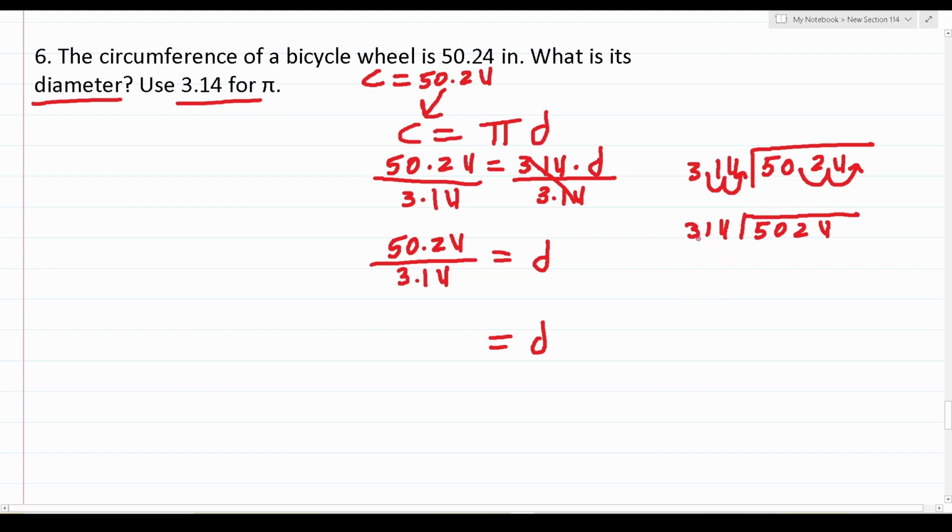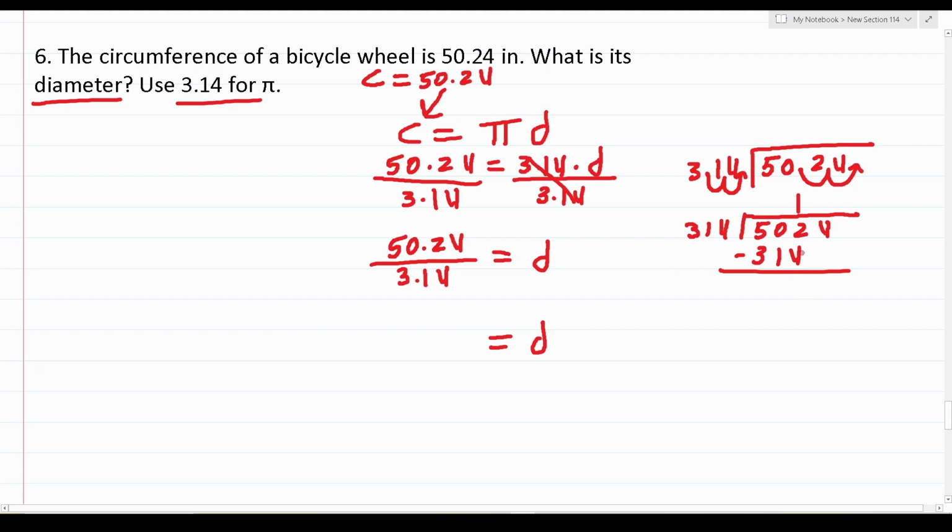We start by asking ourselves, how many times does 314 go into 5? It doesn't. How many times does 314 go into 50? It doesn't. How many times does 314 go into 502 without going over? Well, that's going to be one time. Again, if this was 300 times 2, that would be 600, which is too big. All right, so we know it's 1. 314 times 1 is 314. Let's go ahead and perform this subtraction now.